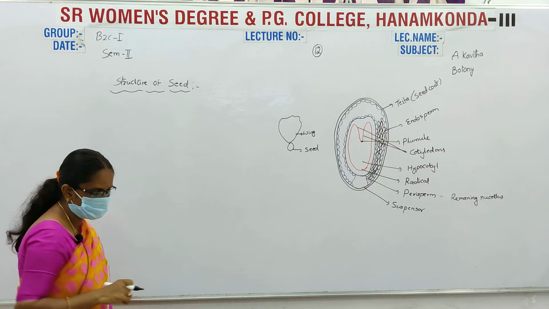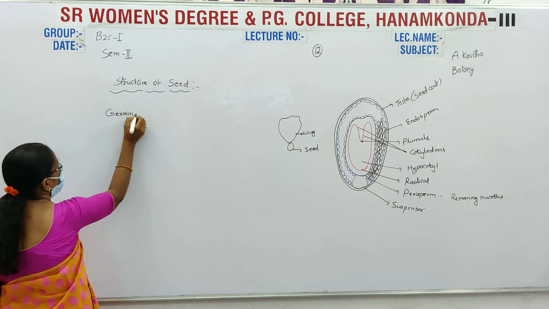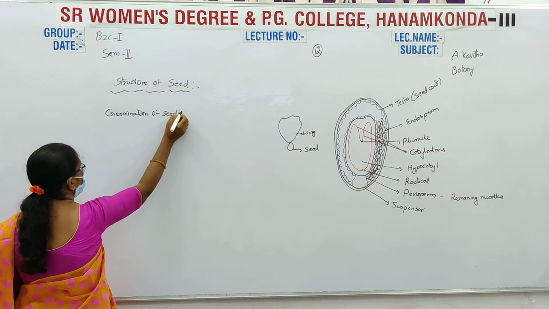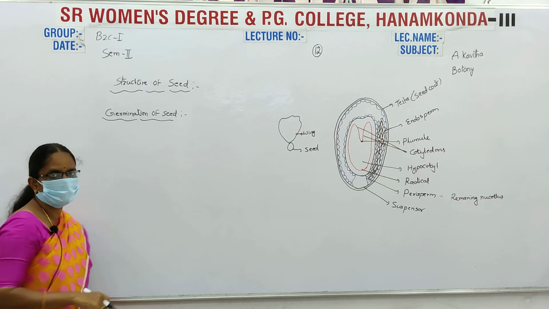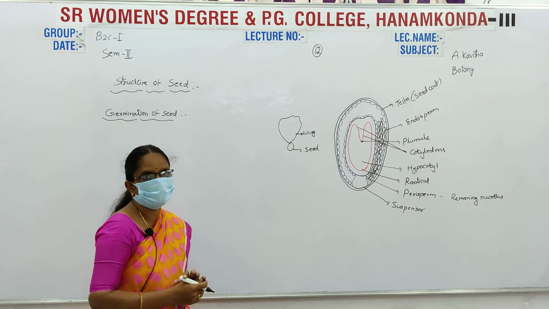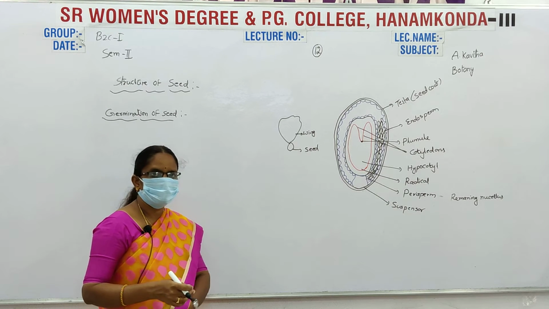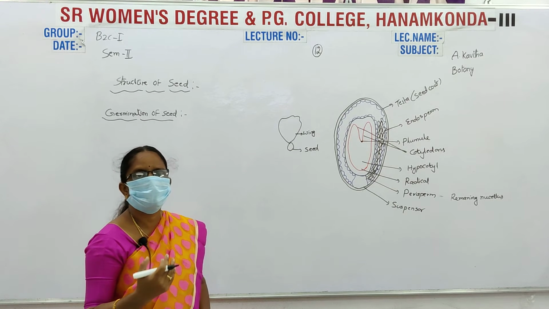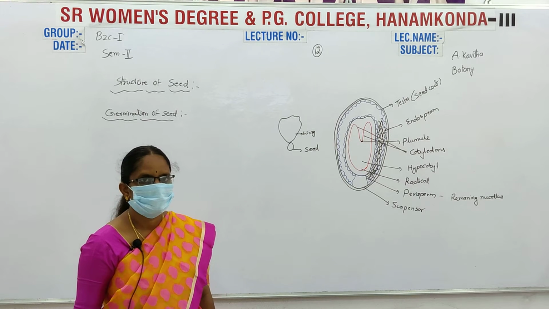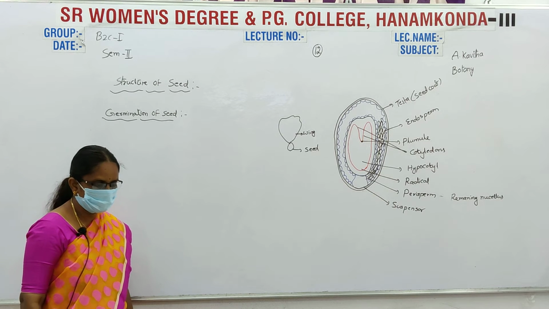And next is the germination of seed. After the seeds fall on the soil, in favorable conditions the seed germinates and develops into a new Pinus plant. Next is seed germination. The seed germinates and develops into a new plant.